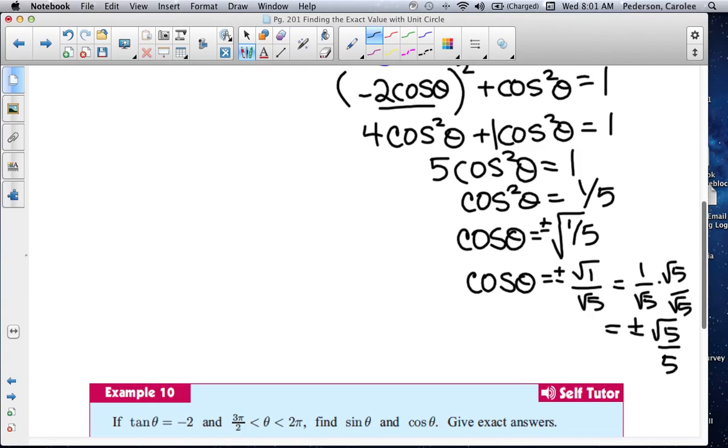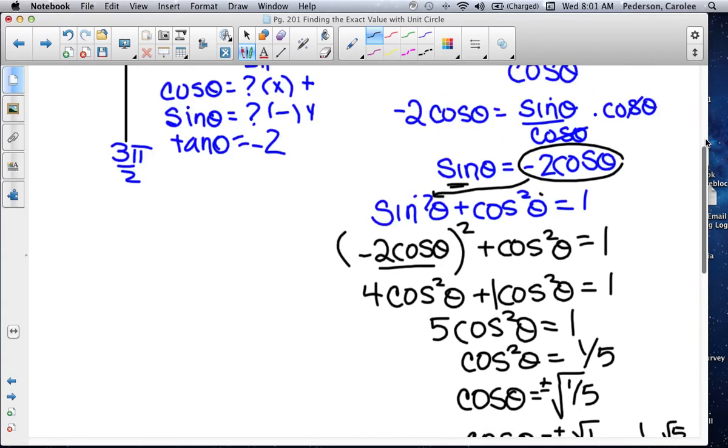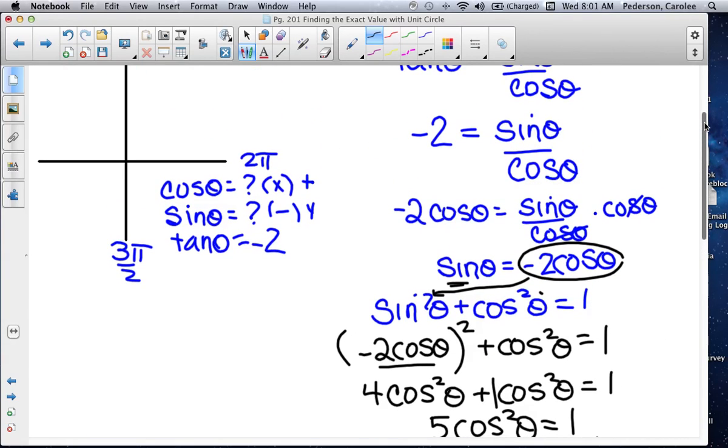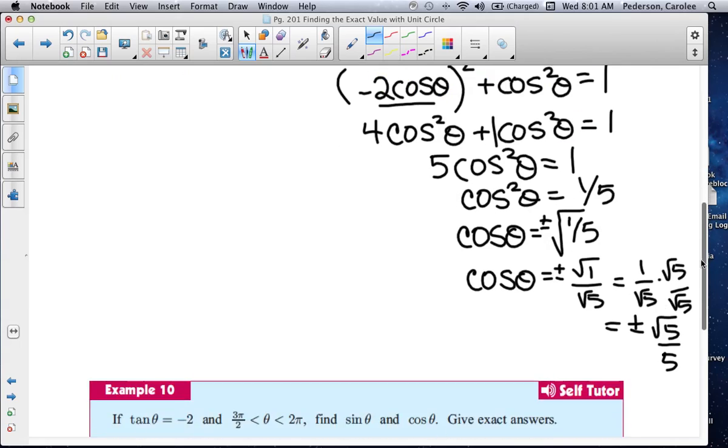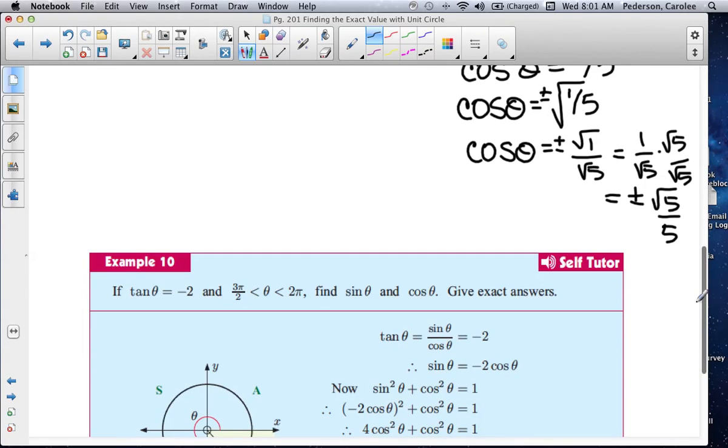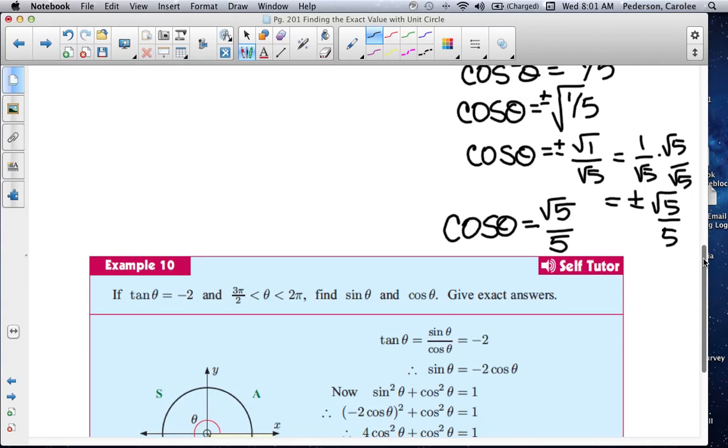Now if you remember from this picture up here, the cosine of theta in the fourth quadrant has to be positive. So we can eliminate the negative answer. So the cosine of theta is the square root of 5 over 5. We found our first answer. Now we just have one piece left. We have to find the sine of theta.